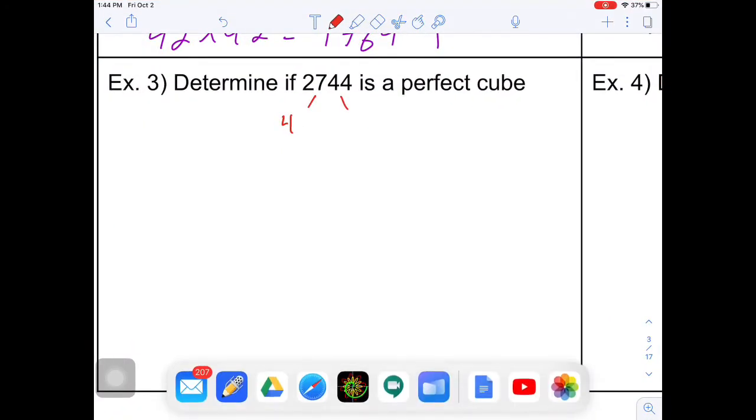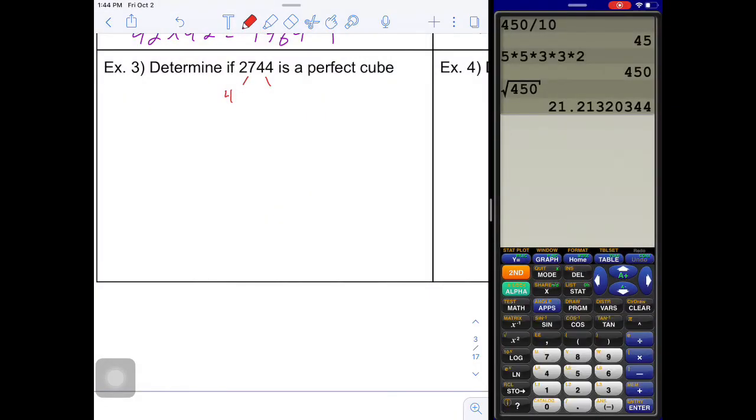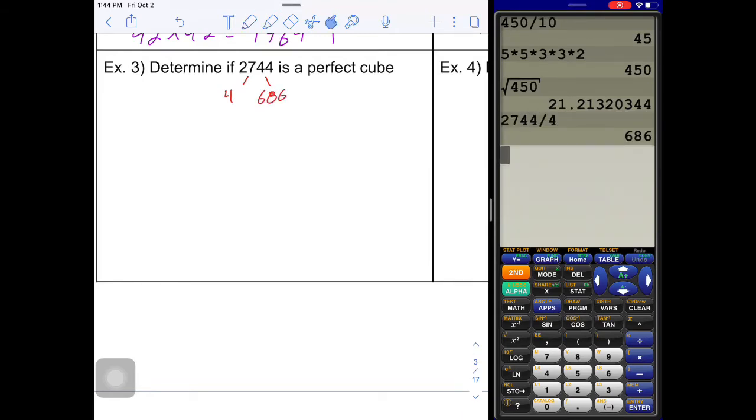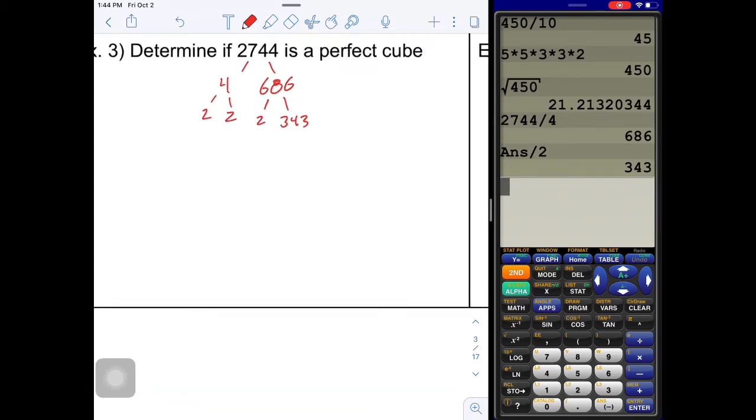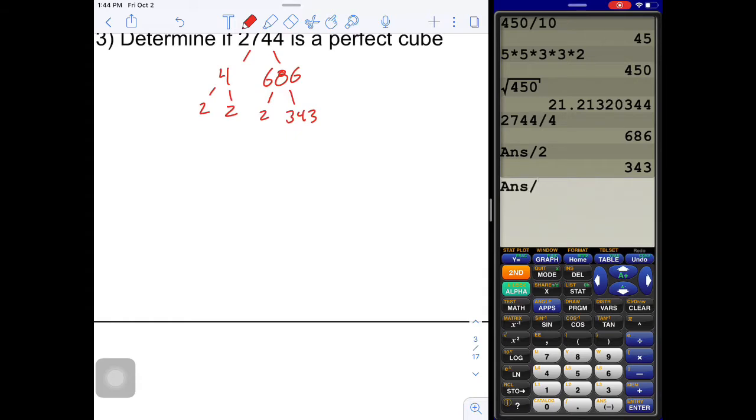So this will be 2,744 divided by 4. That gives me 686. I'm going to focus on this 2 over here because I can divide 2 out, and that gives me 2. 686, well, I can divide 2 out of that, and that gives me 343. Now 343 is kind of an awkward number. Let's try and divide it by 3. So 343 divided by 3.